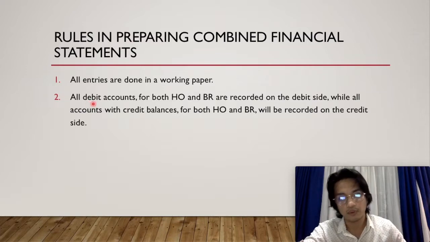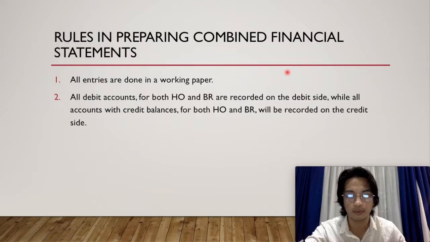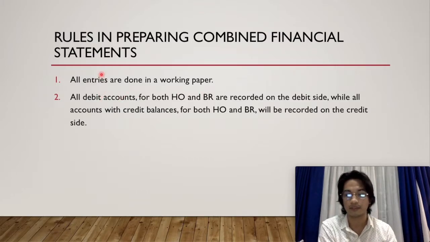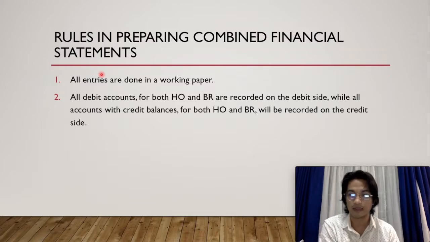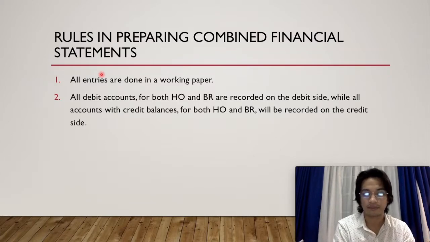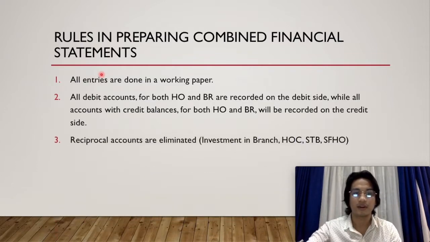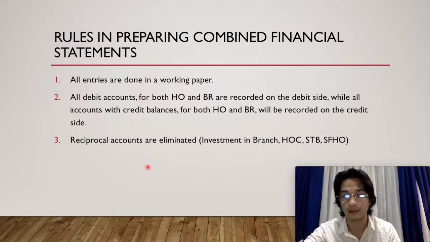So number one, what we do, we prepare a working paper, normally a worksheet. Then we write the accounts for both home office and the branch. So all accounts having a debit balance will be written on the debit side, and then you have the credit balance on the credit side. Right after, the reciprocal accounts are eliminated.